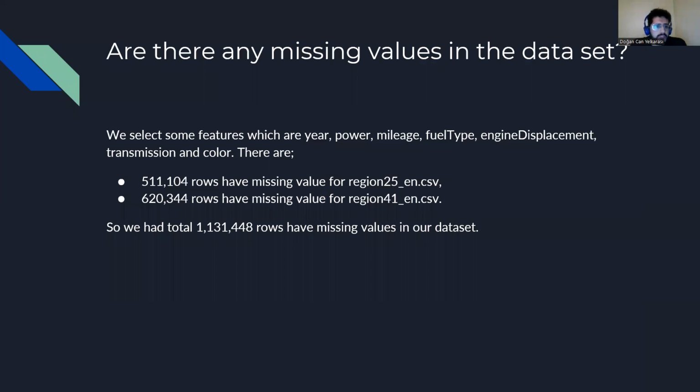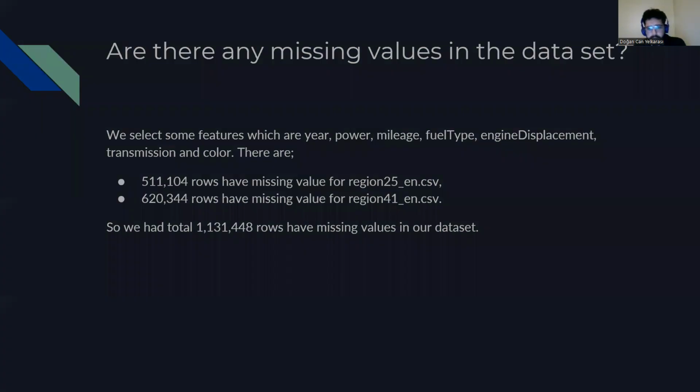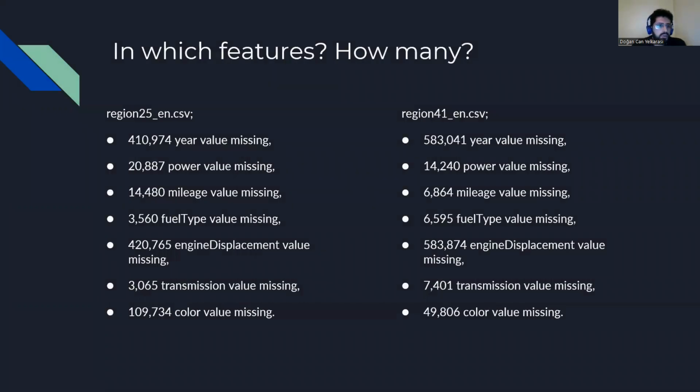We have selected some features, which are year, power, mileage, fuel type, engine displacement, transmission, and color. In total, 1,130,000 rows have missing values in our datasets. Next slide. In which features? As you can see, the most missing features are year and engine displacement. Next slide. Abdullah will continue.